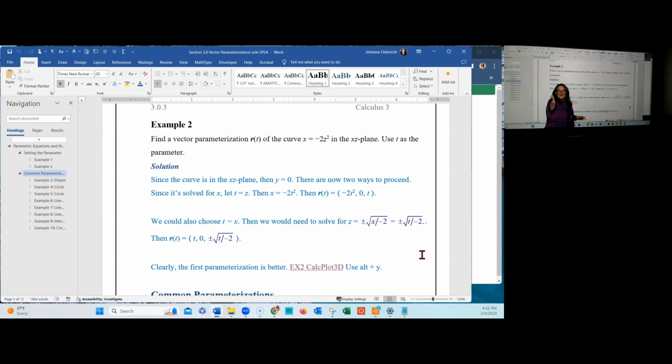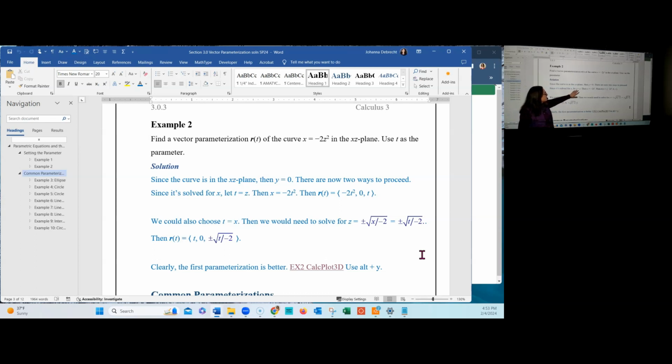And in fact, that would be the equation of the xz plane, y equal to 0. Everywhere on the xz plane, the y coordinate is 0. So in order to get the curve to be there, we have to set y equal to 0. Now, there are a couple of ways that we can proceed. We could let x be the parameter, which would make sense. It's already solved for x, and that would make it relatively easy. Or we could let the parameter be z. So we could do it either way.